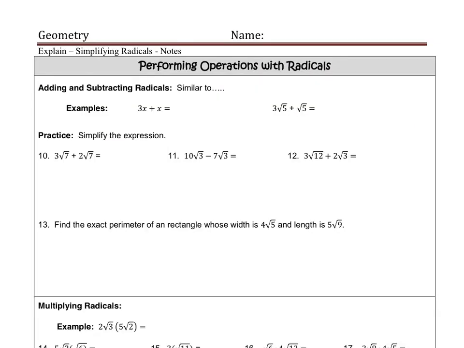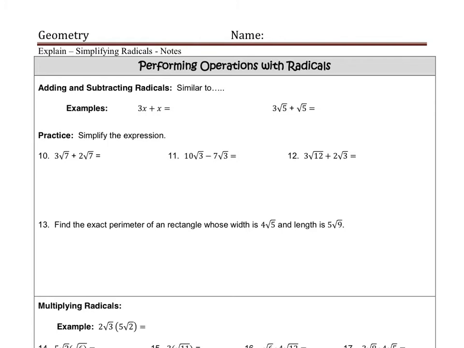Okay, so moving on to the second page. Okay, performing operations with radicals. Use your rules that you use when you add, subtract, multiply, and divide with variables. Remember, when you would add and subtract with an x or a y, to combine those, didn't you have to have like things? In other words, if you had 2 x's and 3 x's, you could add those together. But if you got 2 x's and 3 y's, you can't add those together.